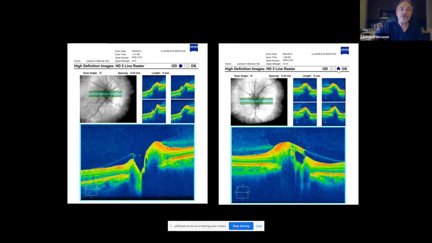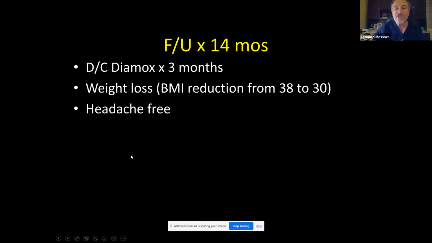Now, looking at the morphology of the optic nerve here, you can see that the nerves are beginning to flatten themselves down. But I'm going to get to the GCC map in, I think, the next slide. But 14 months later, she's now been off Diamox for 3 months. Her BMI has come down to 30.